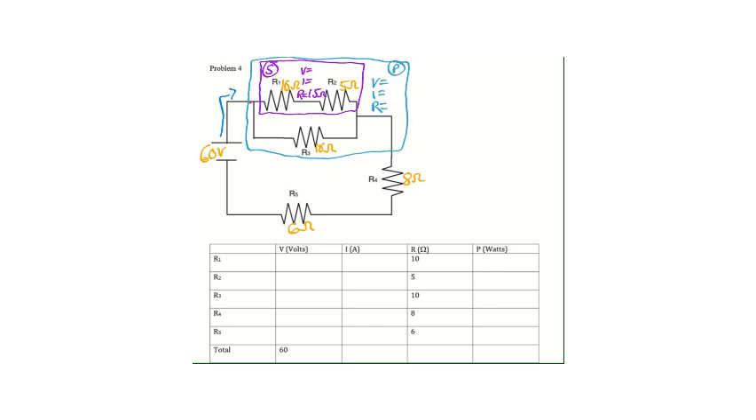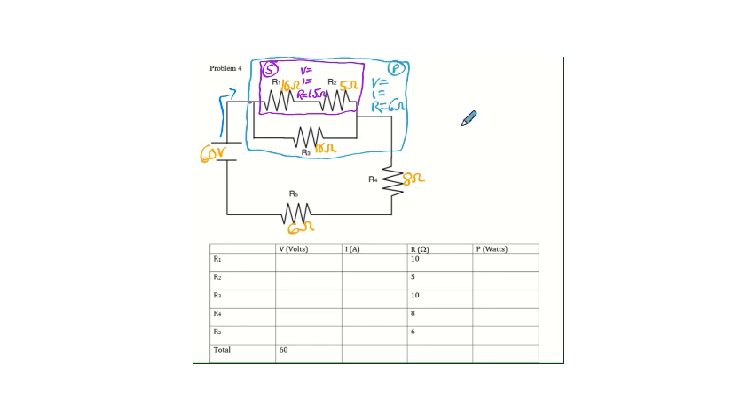So because the purple box and R3 were in parallel, and we want to find their equivalent resistance, we need to look at the rules for resistance in parallel, which is reciprocals add. So in order to do that, you have to do 15 to the negative 1 plus 10 to the negative 1. And then remember, you're going to hit your answer to the negative 1, and you are going to get 6 ohms for the total resistance of that teal box.